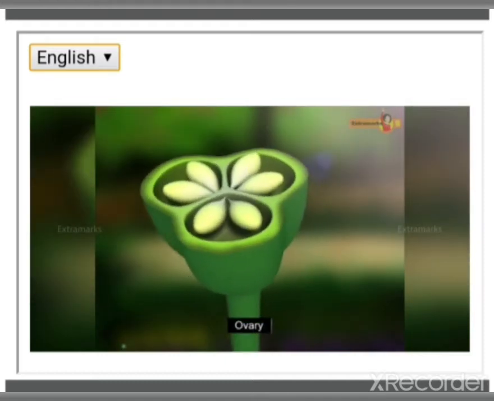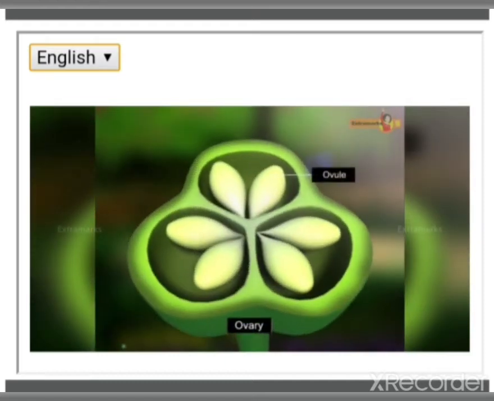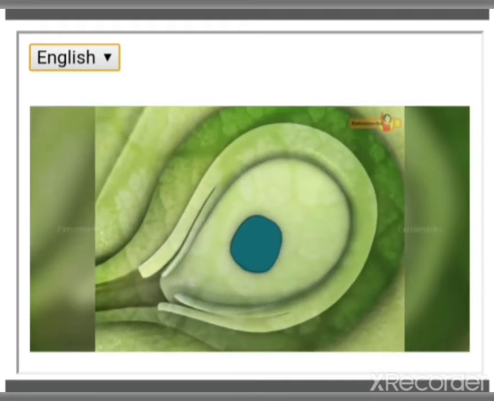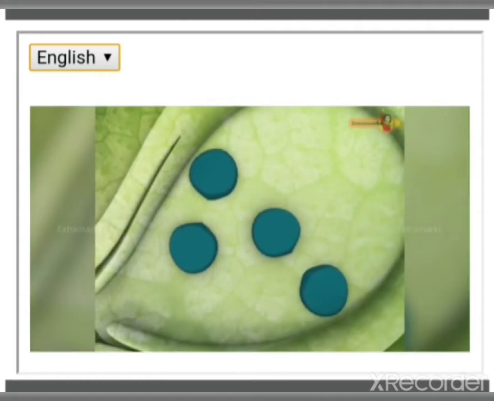The ovary of the carpel bears the ovule, which encloses the female gamete. An ovule contains one or two protective coverings called integuments. The integument has a small opening called the micropyle at one end for the entry of the pollen tube. Integuments enclose the nucellus, which is a protecting mass of tissue. Inside the nucellus, the embryo sac is present.